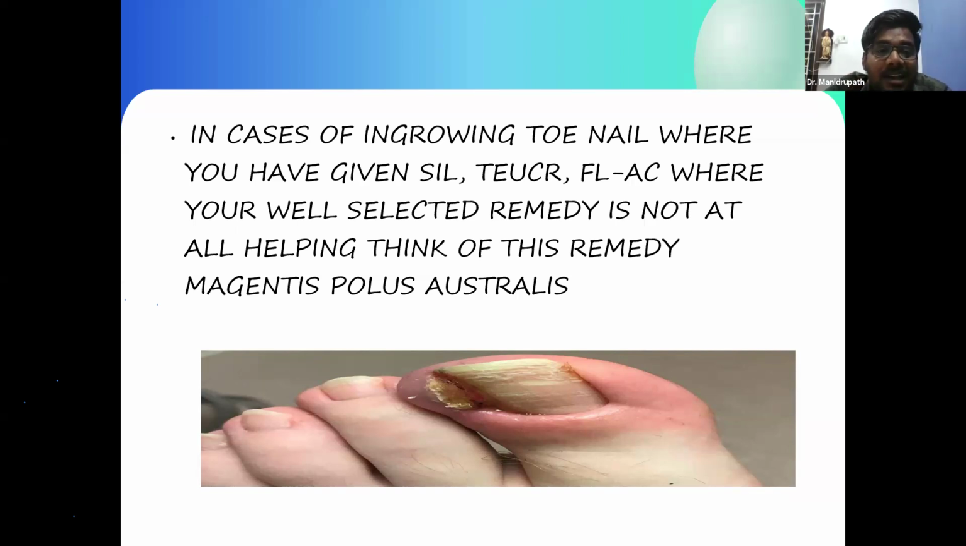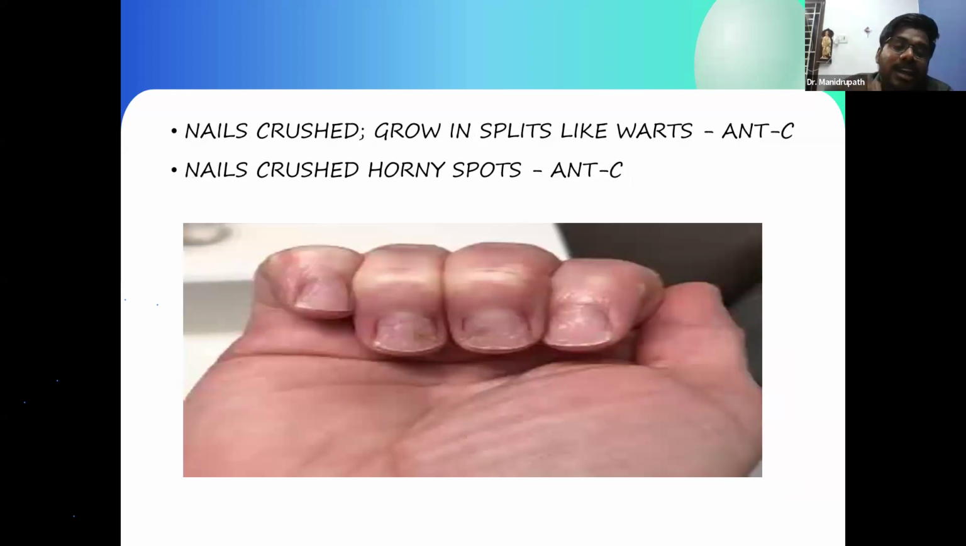Next, nails crushed, grow in splits. Dosage and repetition: I usually prescribe in low potency, 30C, with frequent repetition, and I prescribe especially in water doses. I never follow dry doses. I prescribe in water doses, as Master Hahnemann has mentioned in the Organon, 6th edition.